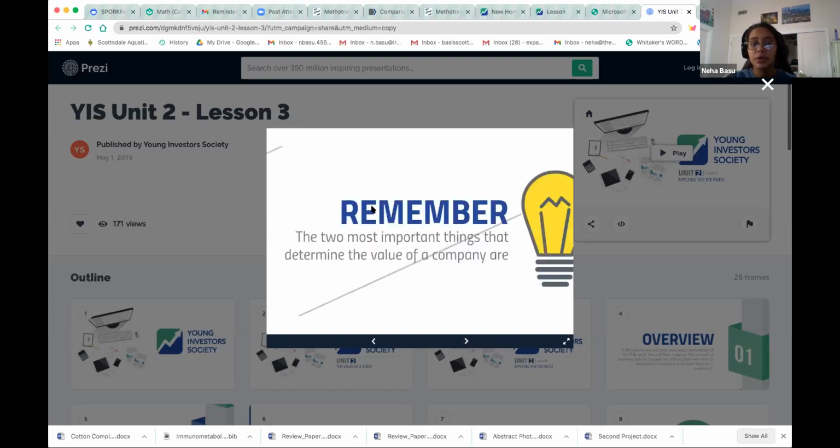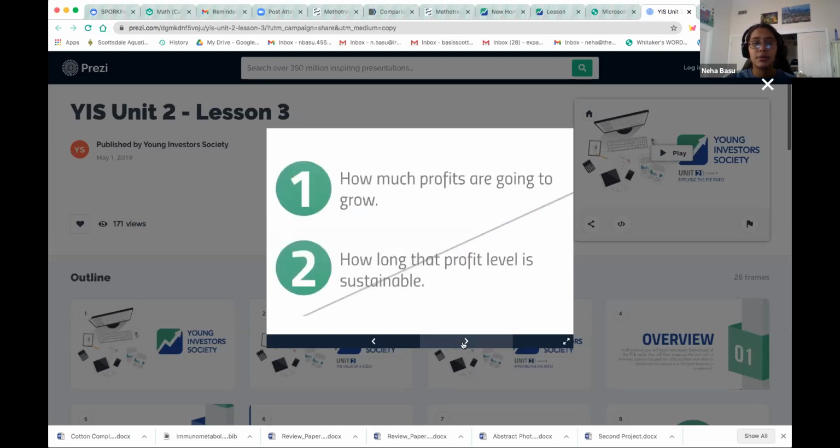Something important to remember is that the two most important things that determine the value of a company are how much the profits are going to grow and how long that profit level is sustainable. So number one is the growth potential. How rapidly do you think its business or revenue is going to increase over time? And will it be able to sustain that high level of growth?